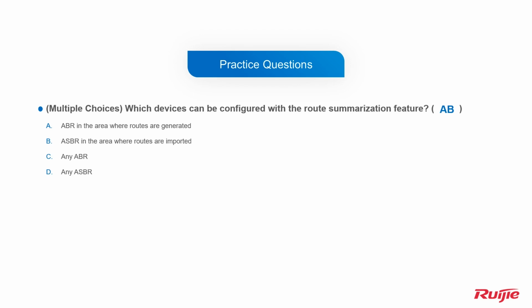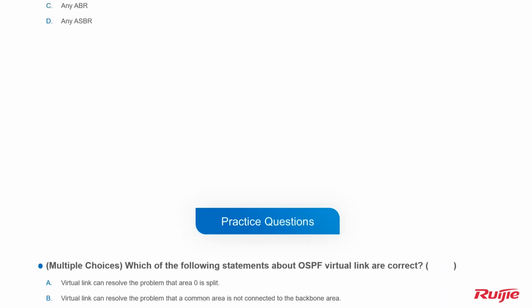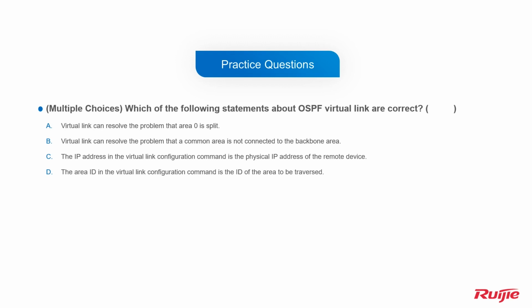And we have to do the summarization on the ABR for inter-area routes, right? And of course, we also can do the summarization on the ASBR for the external routes. Of course, we also introduced some scenarios about the summarization, like the NSSA area, right? So in the NSSA area, we have to do the summarization on the ABR device which belongs to the NSSA area, right?